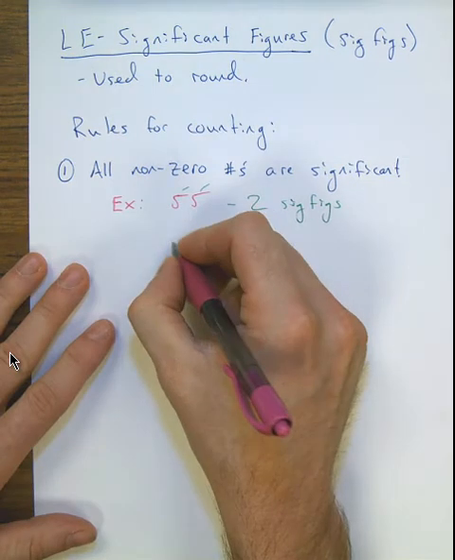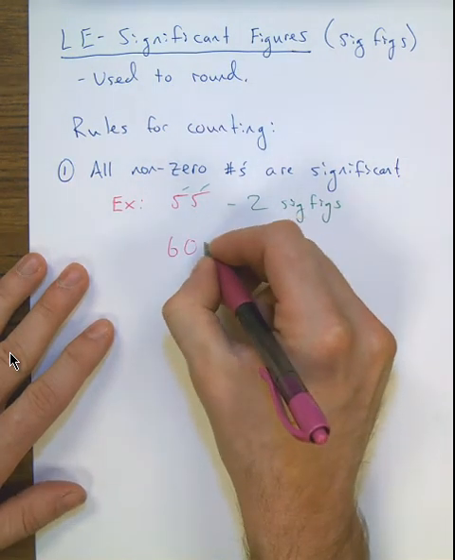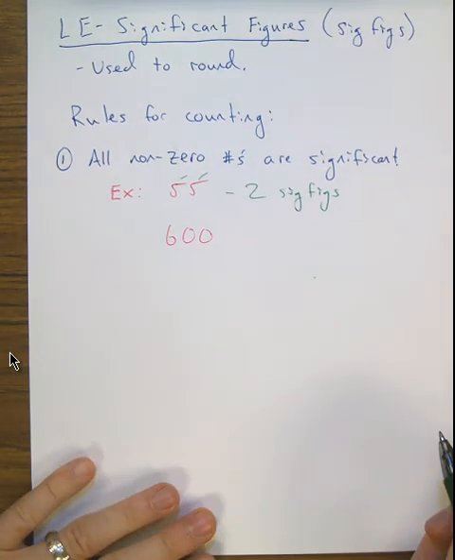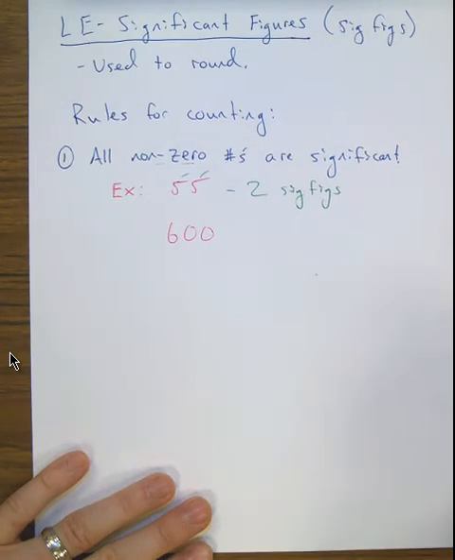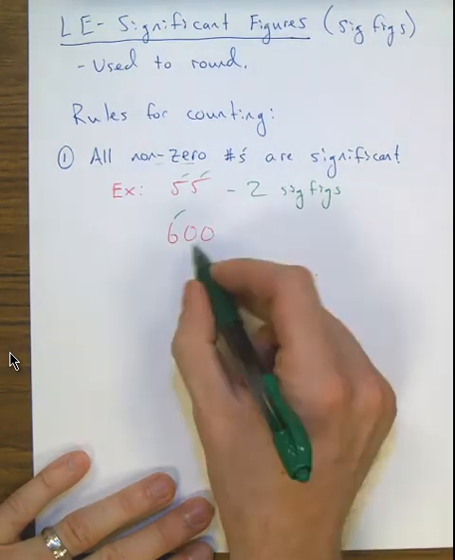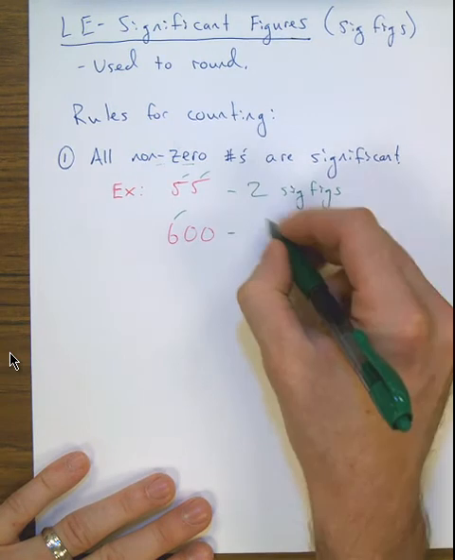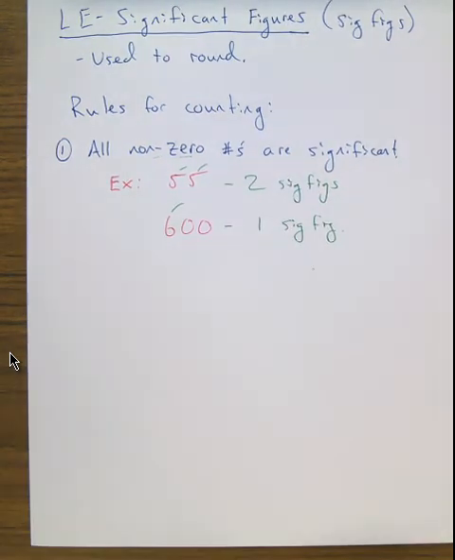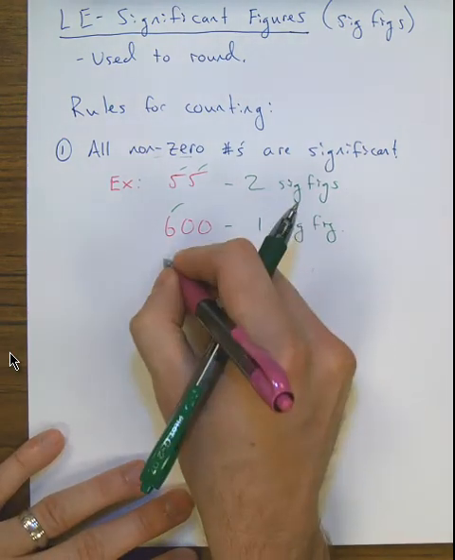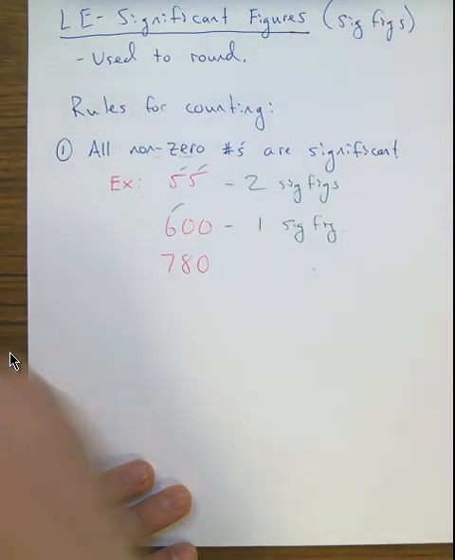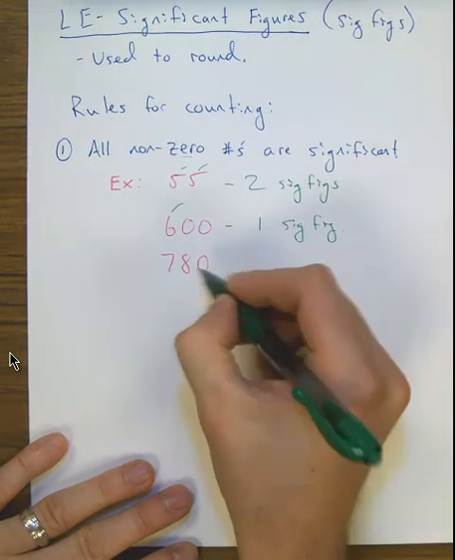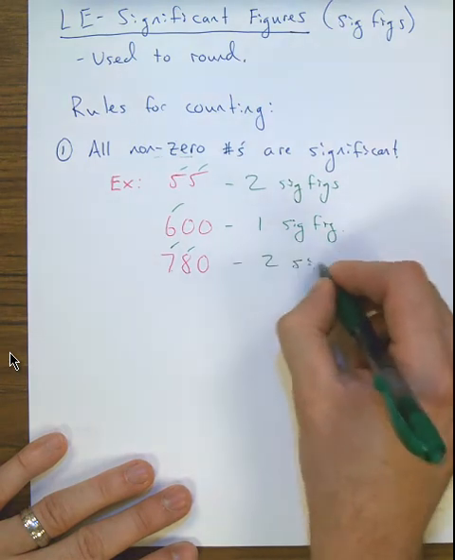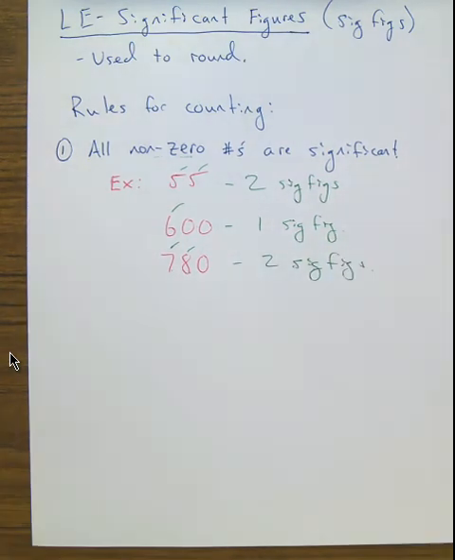Say I have the number 600. The rule says that all non-zeros are significant. Non-zeros are things obviously not zeros, so the 6 is significant. These 2 zeros are not significant. So we have a total of 1 sig fig. I'll do one last example. Say I have the number 780. I look for all the numbers that aren't zeros, the 7, the 8. These 2 are significant, the 0 is not. I have 2 sig figs. So, that's rule number 1.